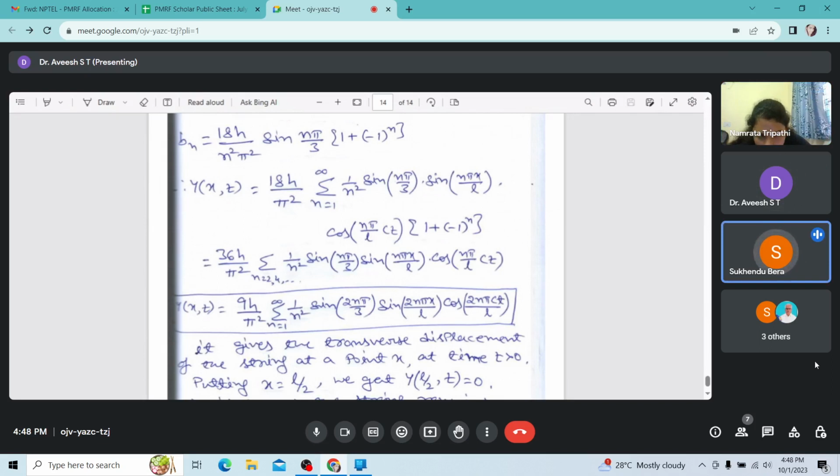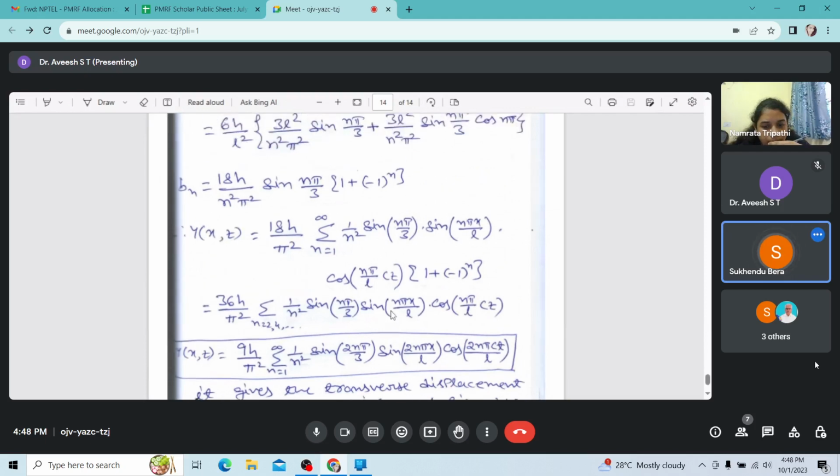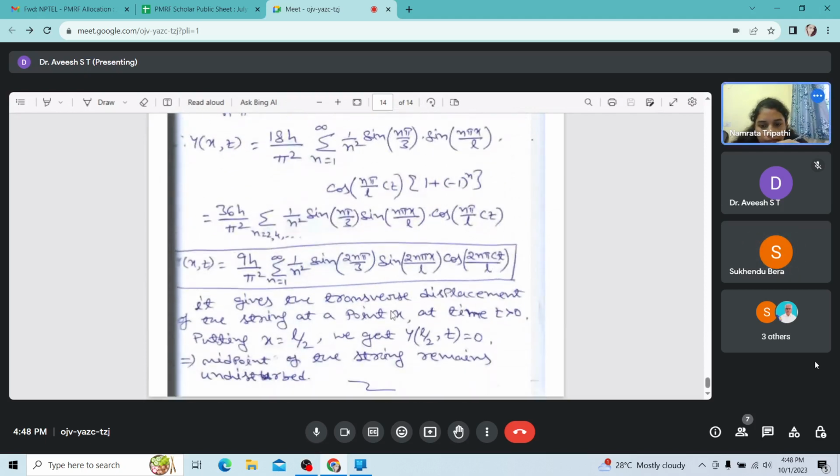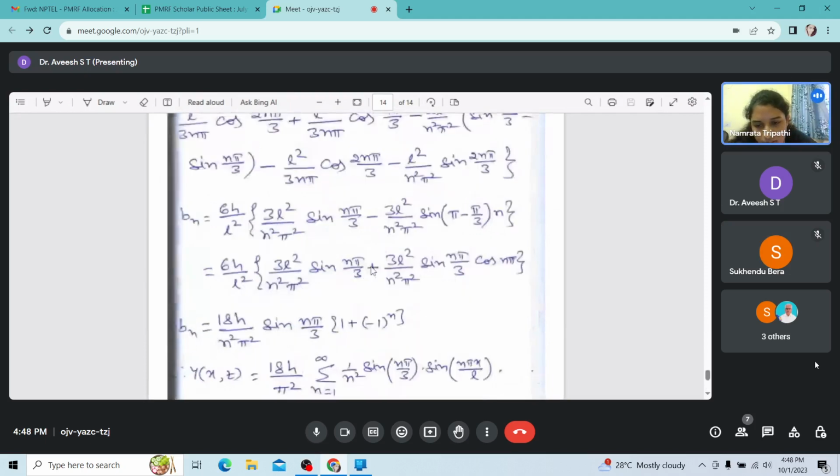Ma'am, in the second part, it says that the midpoint is always at rest. Where have you used the midpoint as at rest? Please, ma'am, explain this part. Second part. Avish, can you explain the second part, whatever he asked?